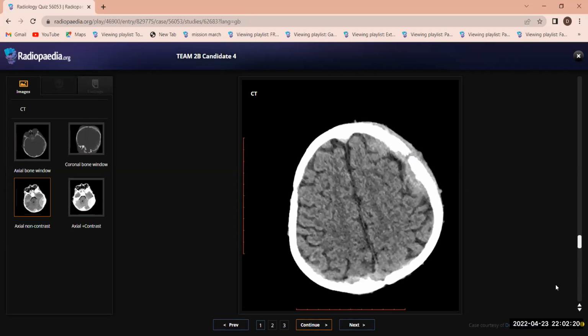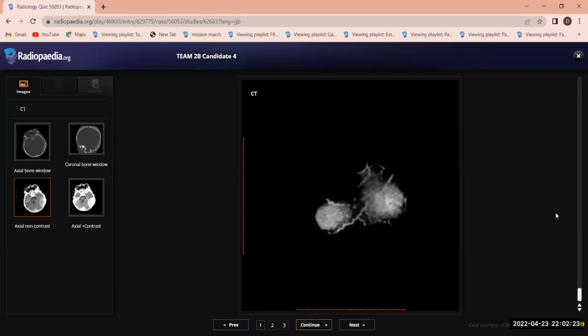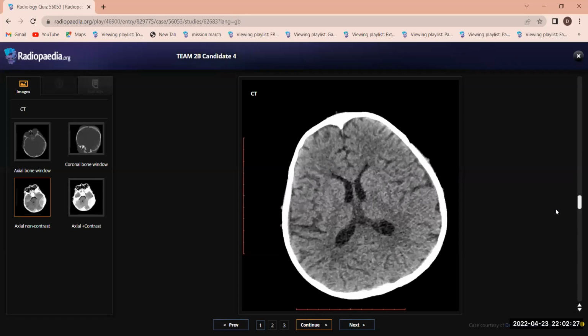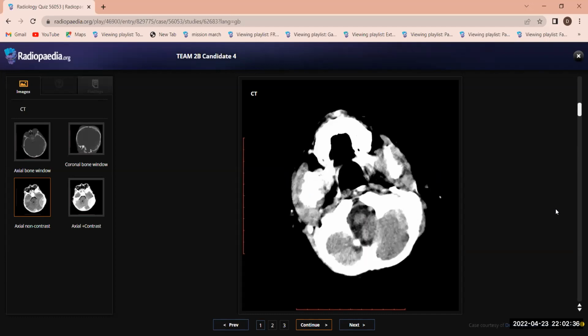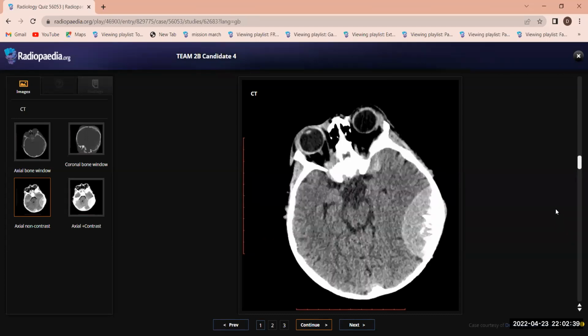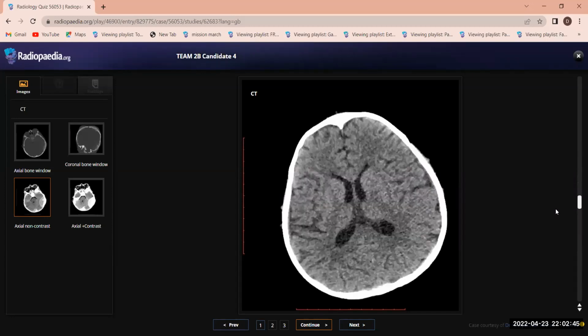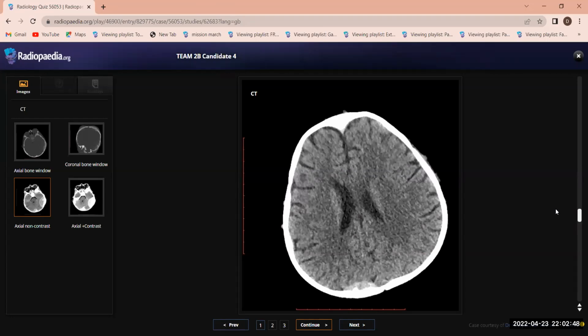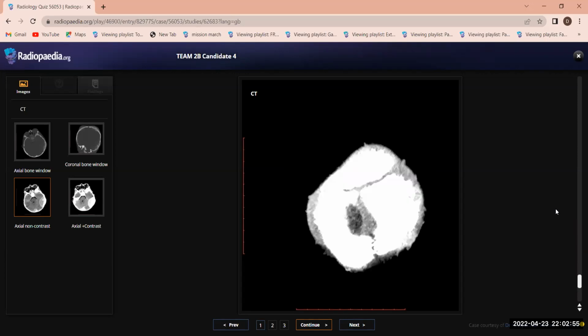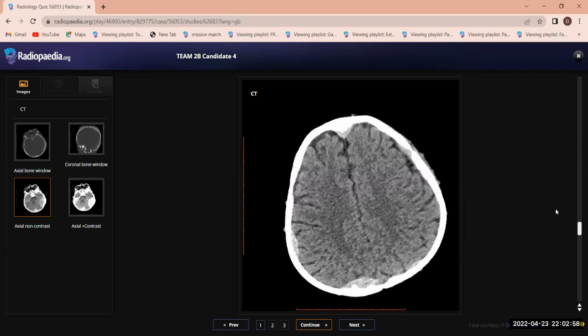So I'm not really sure what's going on because it's involving multiple bones. I don't think it's infection. It seems to be multiple bone lesions with associated soft tissue components. It's sort of an aggressive pathology, but it doesn't seem to be infection. Not really sure about the diagnosis.